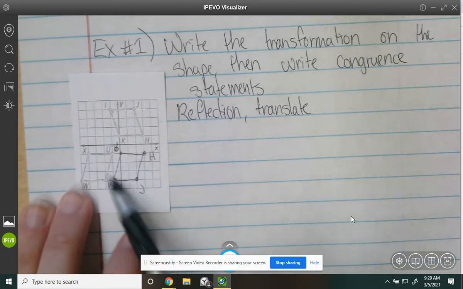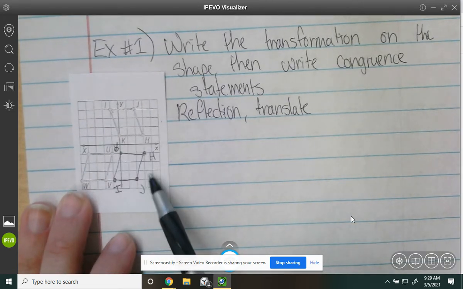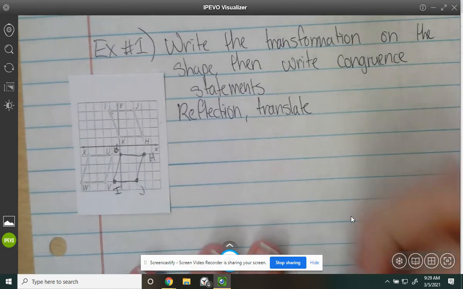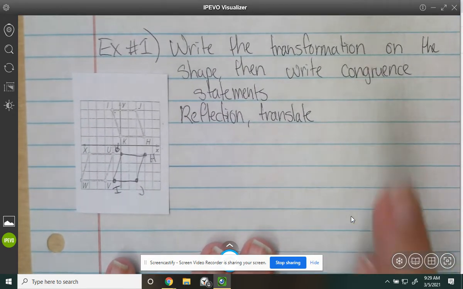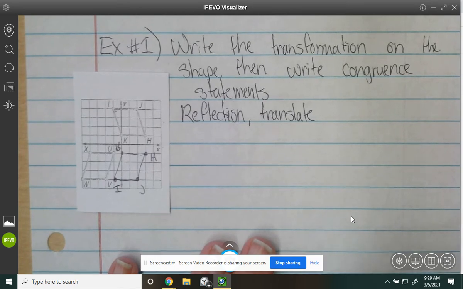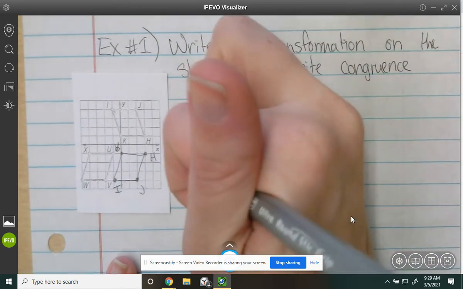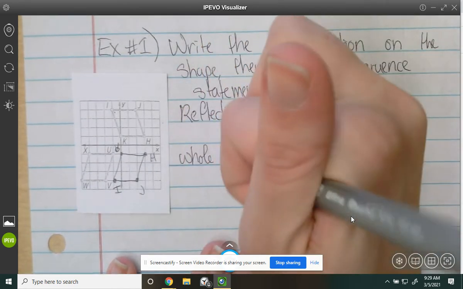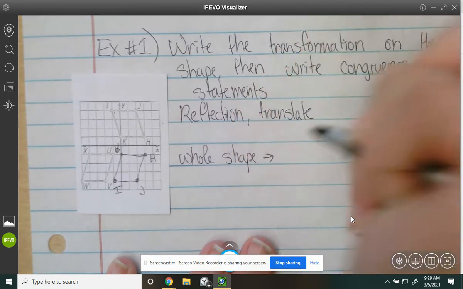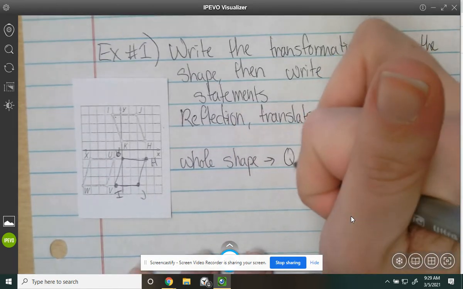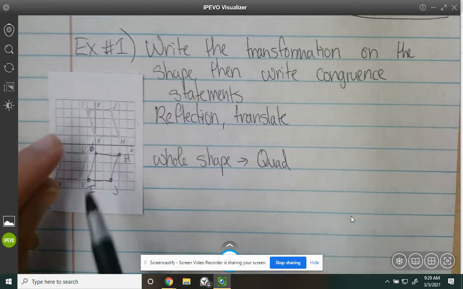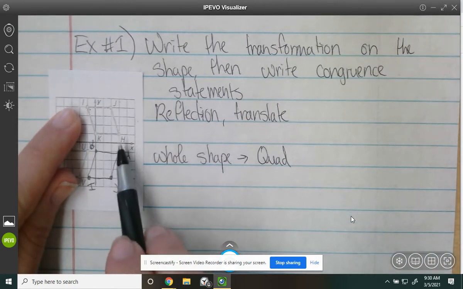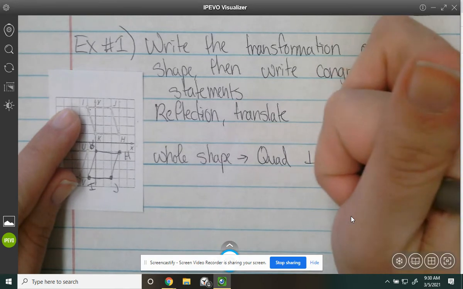Now you don't have to draw the shape on here. It's just helpful for me to draw it for this next part. So whenever you're writing congruent statements, you have to write it for the whole shape, all the angles, and all of the sides. So we'll do the whole shape first. These are four-sided, so we would say quadrilateral. I'm just going to shorten it to quad. And if we do this one first, let's just go IJHK.